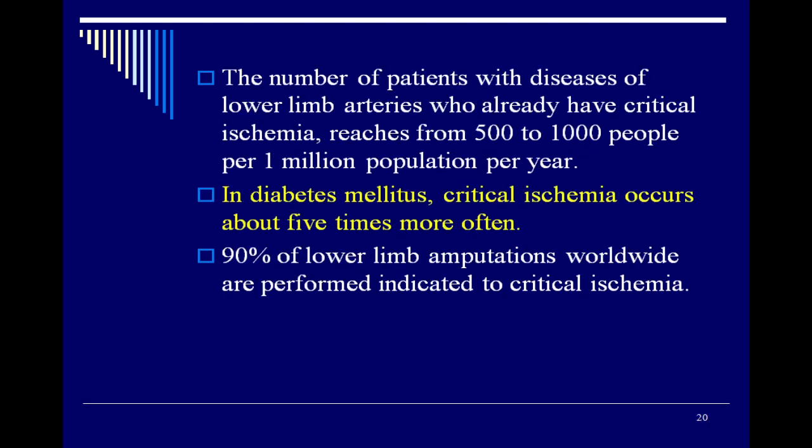The number of patients with diseases of lower limb arteries who already have critical ischemia reaches from 500 to 1000 people per 1 million population per year. In diabetes mellitus, critical ischemia occurs about 5 times more often. 90% of lower limb amputations worldwide are performed due to critical ischemia.